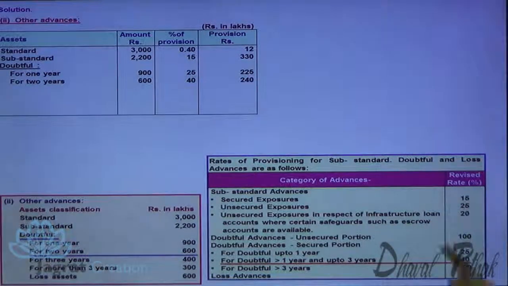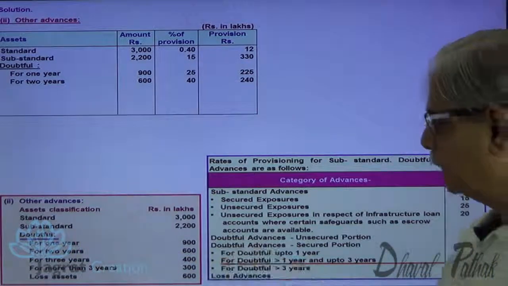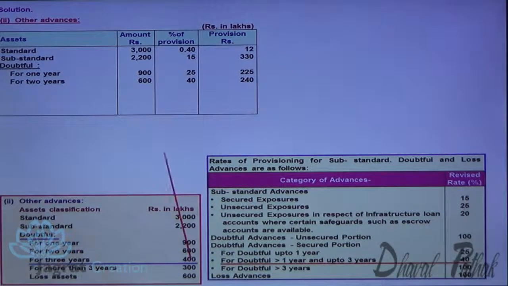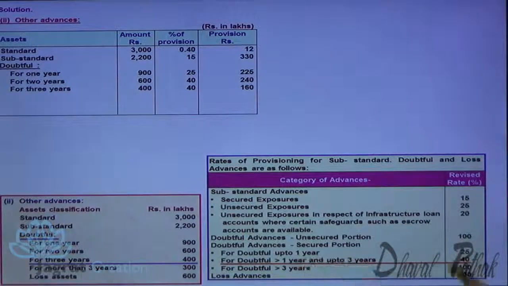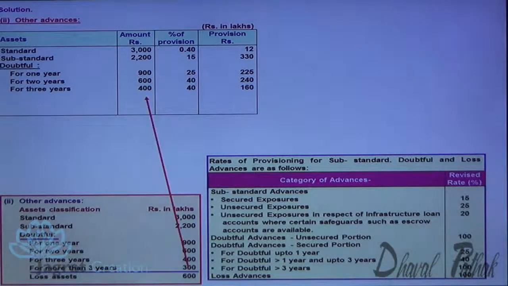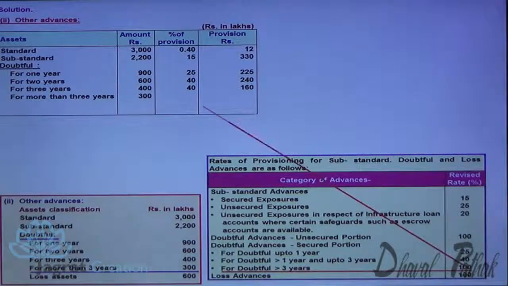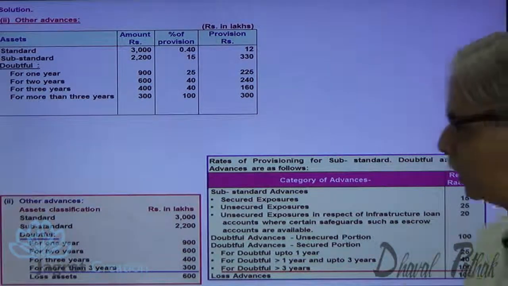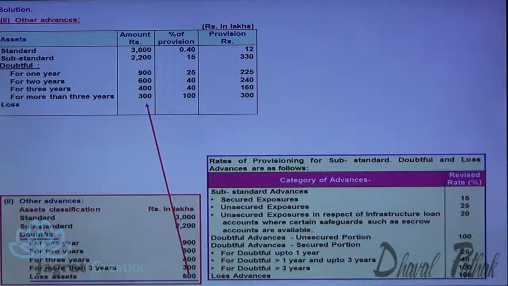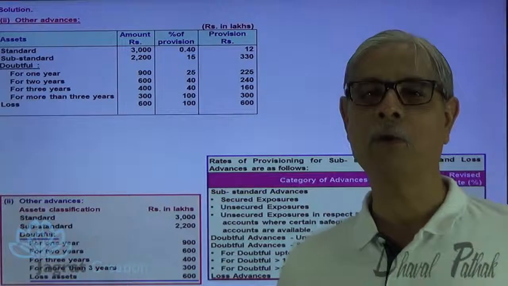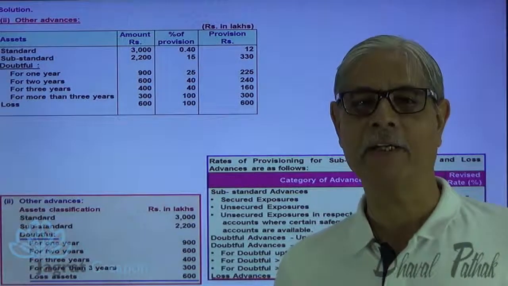as per the guidance of RBI. Now 3 years, up to 3 years, so same percentage, 40%. And more than 3 years, so doubtful state for more than 3 years, then 100% provision is to be made. And for loss assets, loss advances, you are required to make 100% provision. So 600 into 100%. So this total is the amount of provision for bad debt reserve required to be made by the bank.